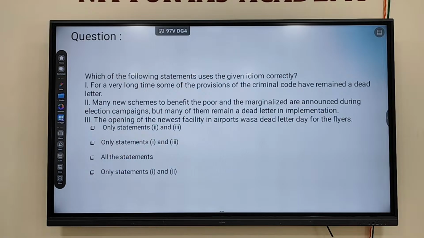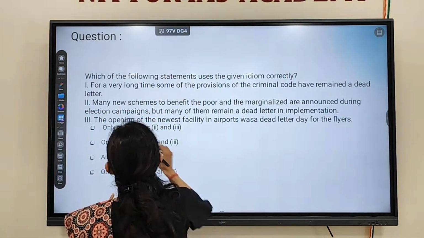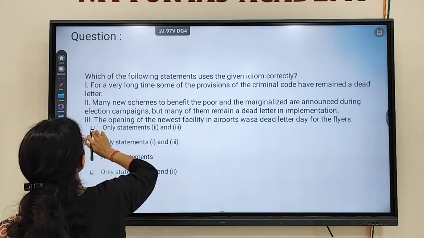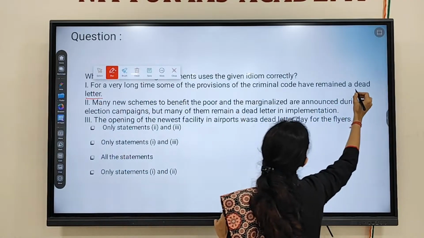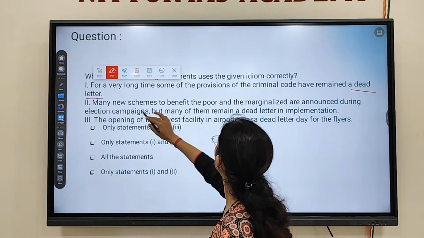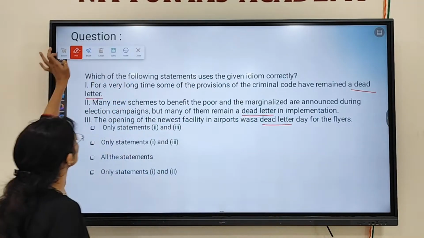Okay, which one is using the idiom correctly? Let me just see the idiom. The idiom has not been underlined, according to me. Okay. This is the underlined word. Since it is italicized, it does not appear here. Okay. What does dead letter mean?